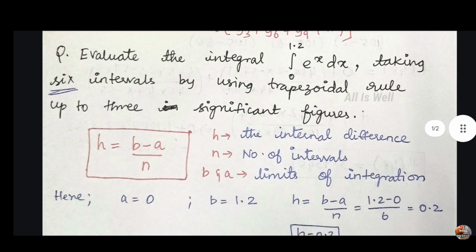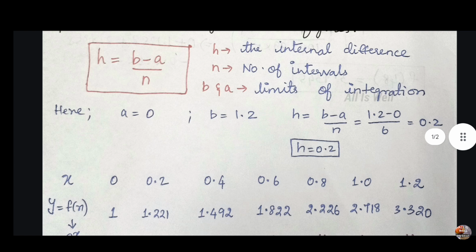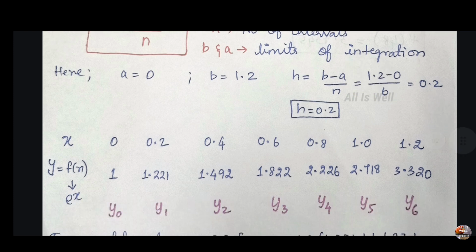The integral 0 to 1.2 e power x dx should be evaluated by using trapezoidal rule up to 3 significant figures, that is 3 decimals. h is the interval difference that we have to calculate using the formula b minus a by n. b and a are the limits of integration, that is 0 and 1.2, and n is the number of intervals. In the question itself, they gave all the values of b, a and n. So find h and tabulate the values of x and y.